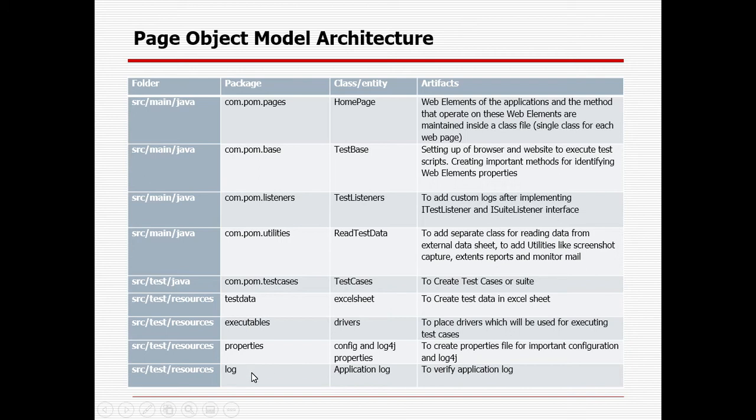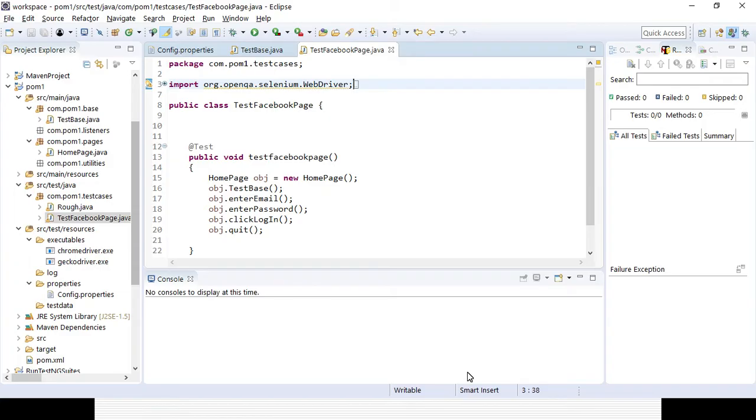Then we will create a package called log, where we will create a folder called application logs. In case you are using some loggers or listeners, we can verify whether our execution is successful or not. So this is the architecture. So let's create a Maven project here.